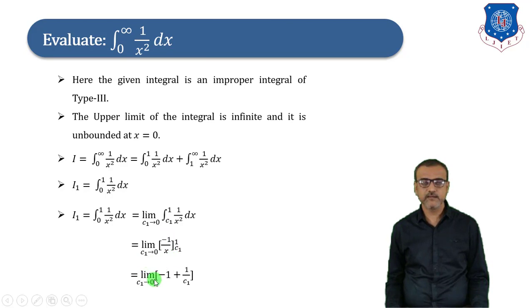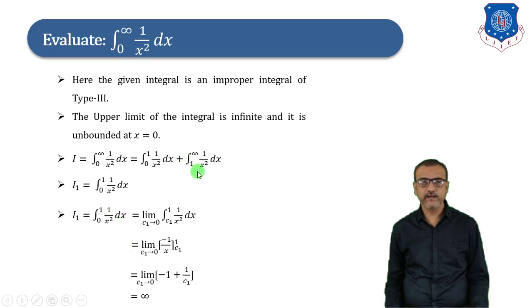Now this is equals to limit c1 tends to 0. For upper limit 1 it is minus 1, then for lower limit c1 it is minus 1 upon c1, but already we have a minus sign outside, so it will become plus 1 upon c1. Now as c1 tends to 0, 1 upon c1 tends to infinite, and infinite minus 1 tends to infinite. So this infinite is the answer of this integration, integration from 0 to 1, 1 upon x square dx.